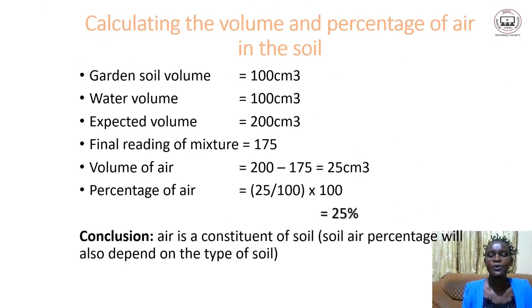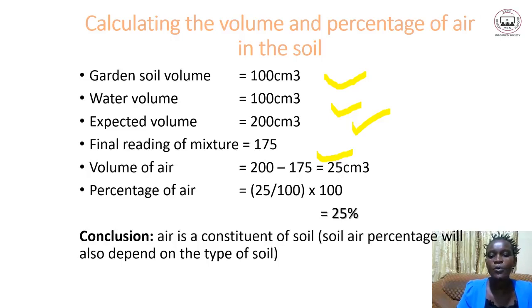Let's now calculate the volume in percentage of air in the soil. We'll mention that the garden soil volume was 100 cubic centimeters. The volume of water was also 100 cubic centimeters. Therefore, the expected volume, if we mix the two, should be 200 cubic centimeters. But the final reading will give us a different volume. For example, let the final reading of the mixture be 175 cubic centimeters.